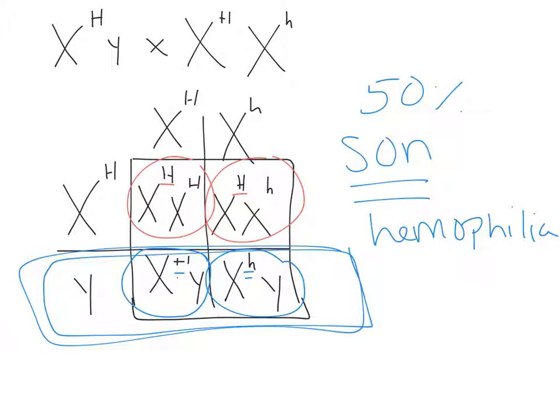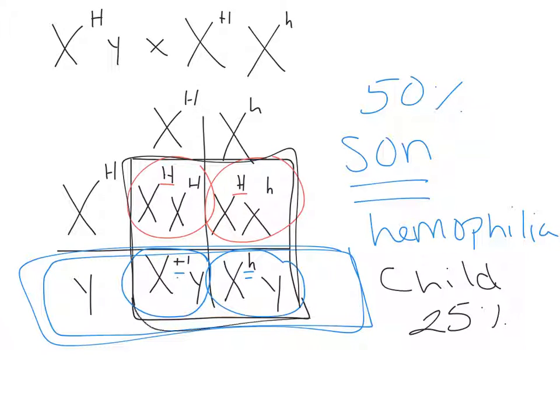So this would be a little bit different if I asked you what was the chance of a child having hemophilia. The chance of any child having hemophilia is 25%. At that point we're looking at the whole Punnett square again, not just the bottom 2 boxes.